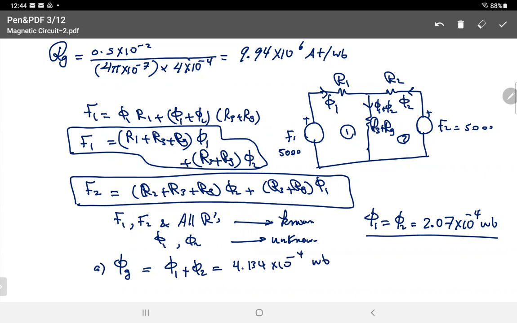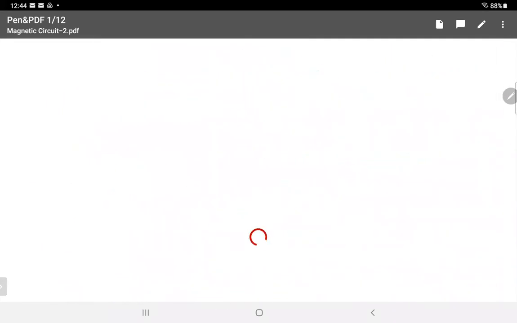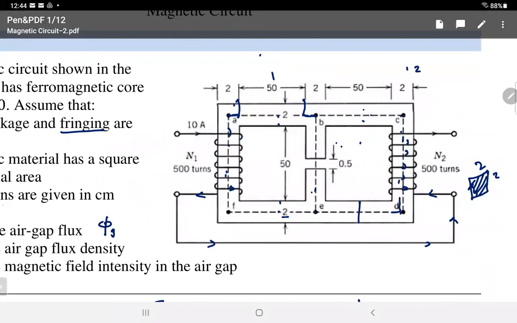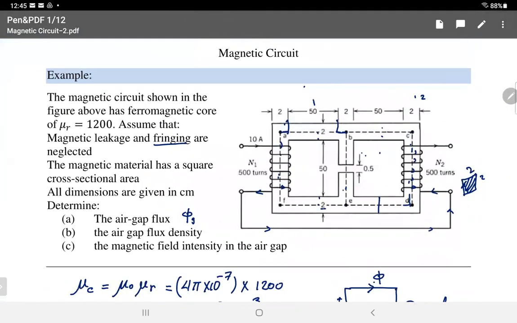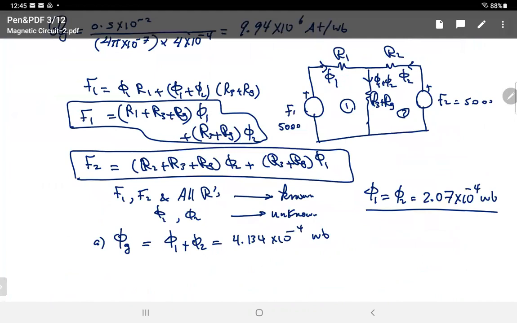As you see, we solve the magnetic circuit like any electric circuit. When you first came to the class, you said, okay, that's a very complicated one, right? You look at it, it's complicated. But if you make it a circuit, it's not. You just have to be careful about the dimensions, make your circuit, and apply mesh voltage method or node analysis, whatever you can. It depends on the problem itself. So that's the first part: find the flux in the air gap.